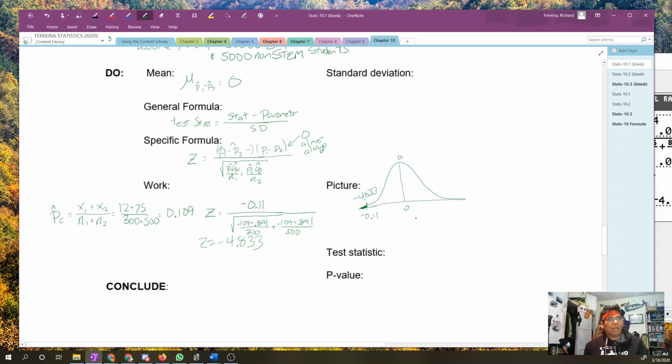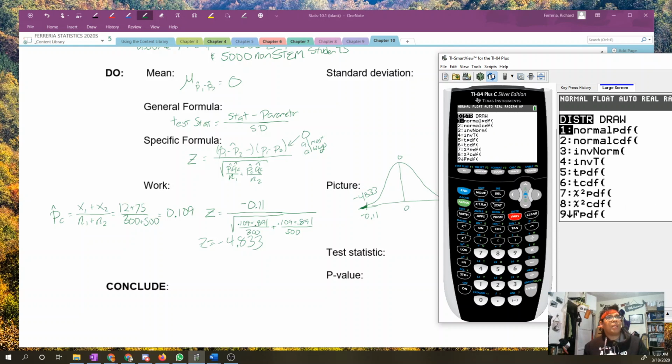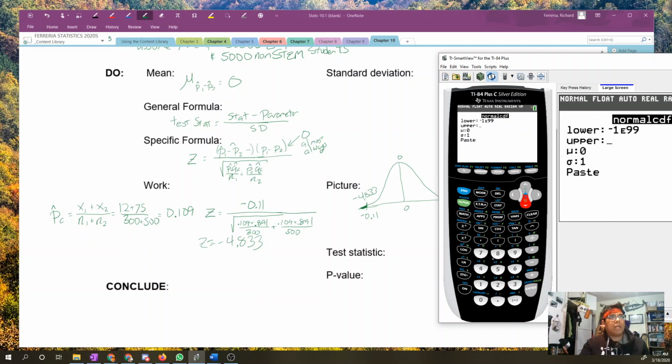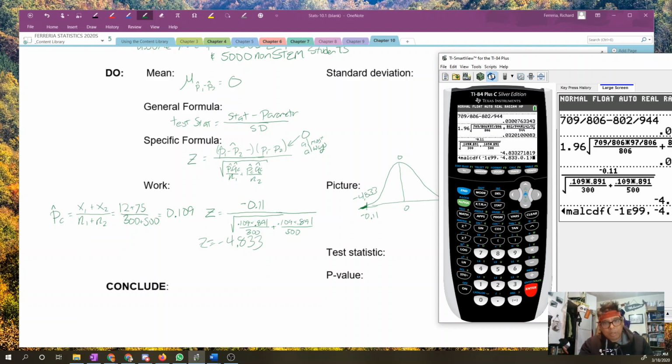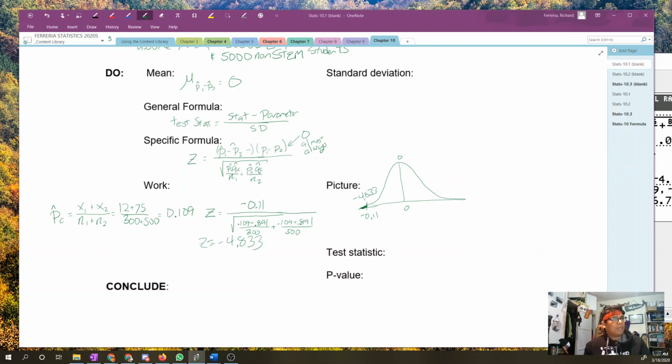So let's calculate that p-value right now. I'm going to take out the calculator yet again, and we're going to say distribution. This is going to be a normal CDF. Our lower is negative 1e99. Our upper is negative 4.833. 0 and 1, because these are all z-scores. And we should be getting something really close to 0 here. Yeah, that is 0. That is 6 zeros followed by a 6. Okay, so our test statistic z equals negative 4.833. Our p-value is a probability that z is less than negative 4.833, which is 6 zeros followed by a 6, which is basically equal to 0.